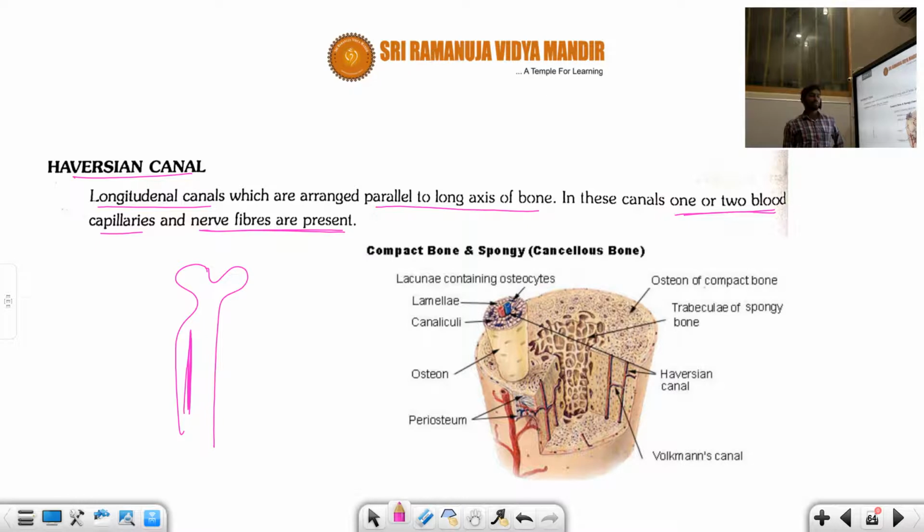Here is a very important point I'm going to discuss, right? The Haversian canal has blood vessels, mostly, and blood capillaries are present. Very, very important, students. So once again you can mention here, the blood capillaries, and at the same time blood vessels are also present, right? And the nerve fibers are also present here. This is a very important point, student.